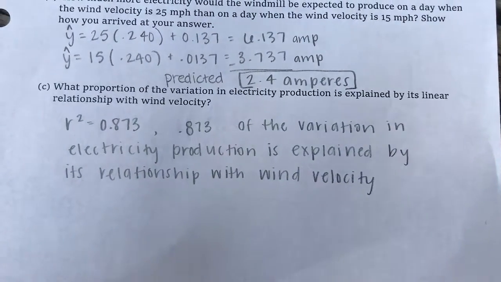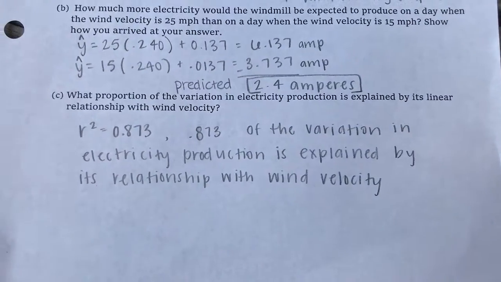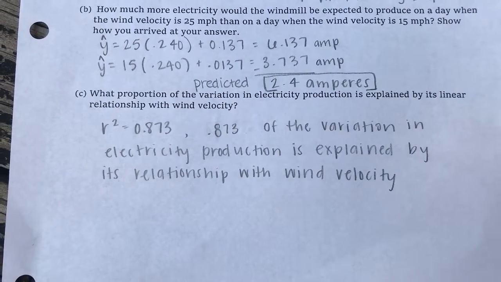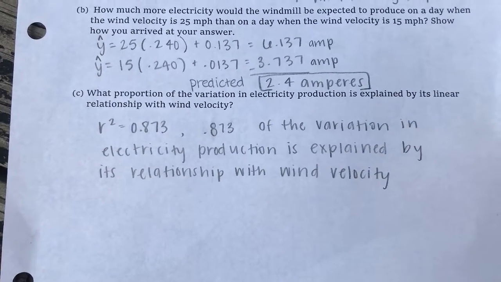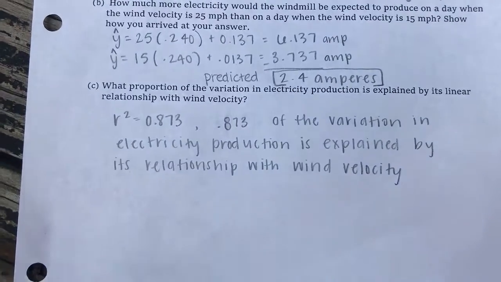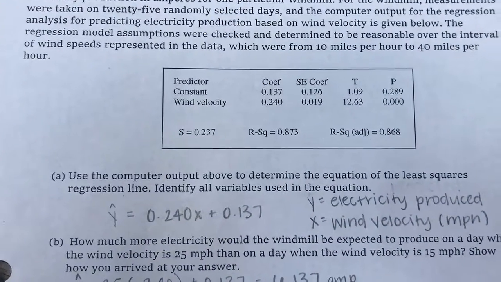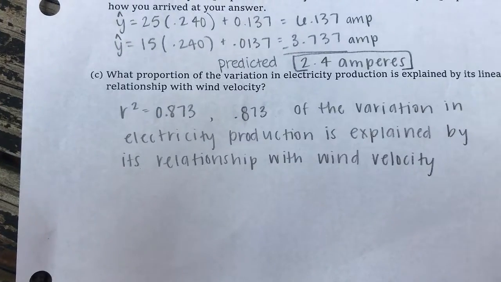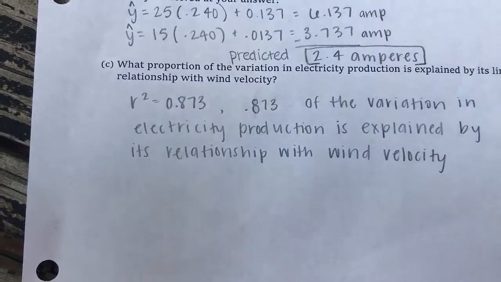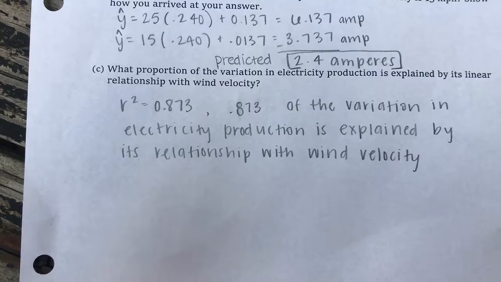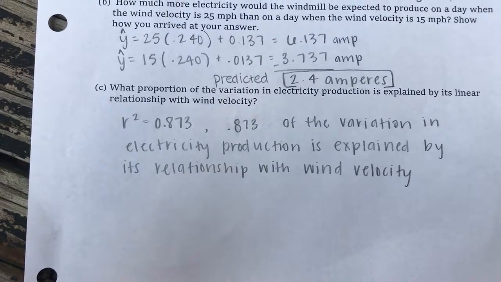And lastly, Part C asks what proportion of the variation in electricity production is explained by its linear relationship with wind velocity. And so I used the r squared value from the computer output, and that showed me that 0.873 of the variation in the electricity production is explained by its relationship with wind velocity.